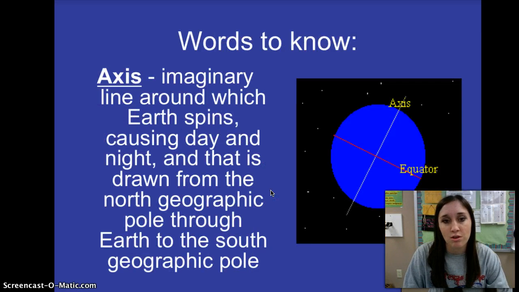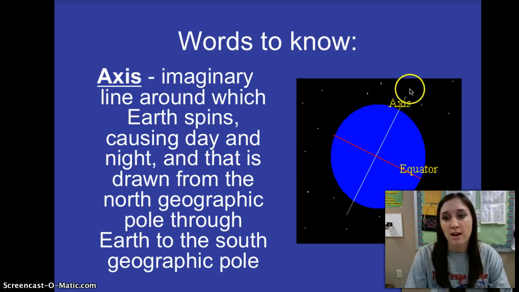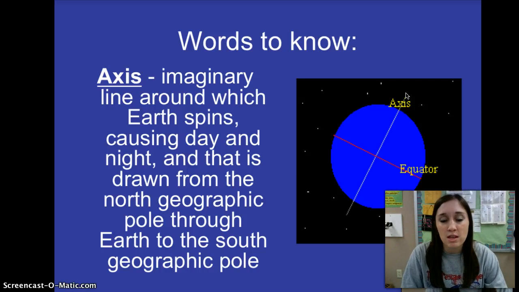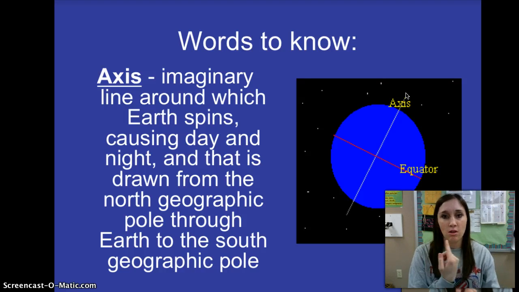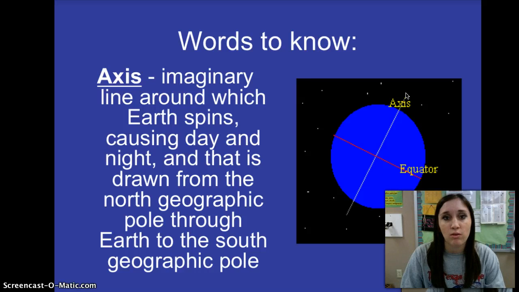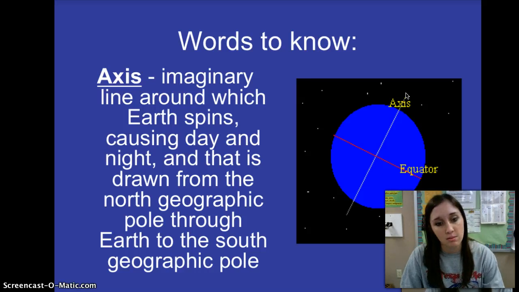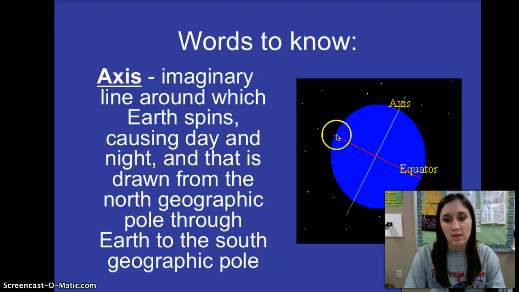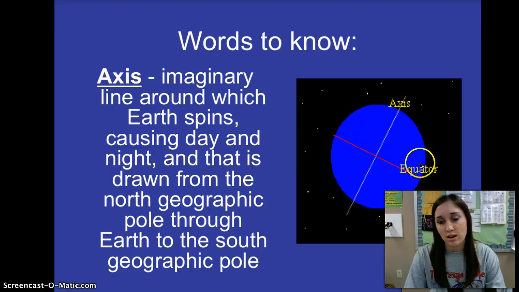The axis of the Earth is an imaginary line, it's not actually there, that the Earth spins on. If you look right here, the axis is tilted. You can tell it's not straight up and down, it is tilted to one side, and it spins on its axis, causing day and night. It makes one spin all the way around in 24 hours. That's why we have daytime and nighttime. Also, as you can see, the equator is going right in the middle. The axis is tilted right here, and the equator is going straight down in the middle.